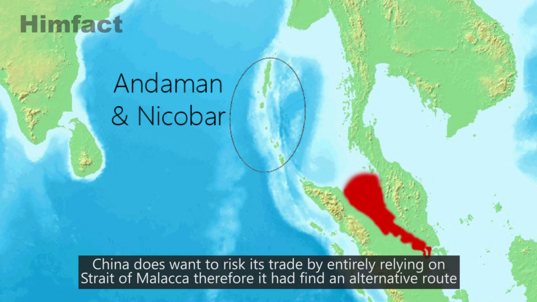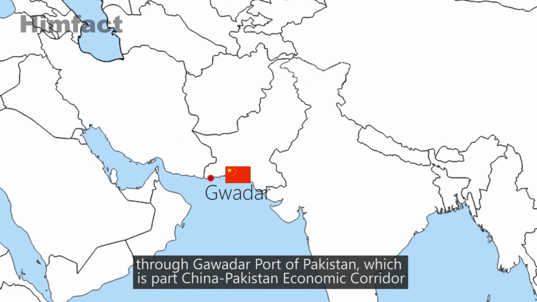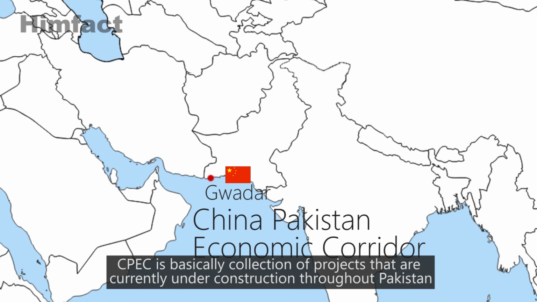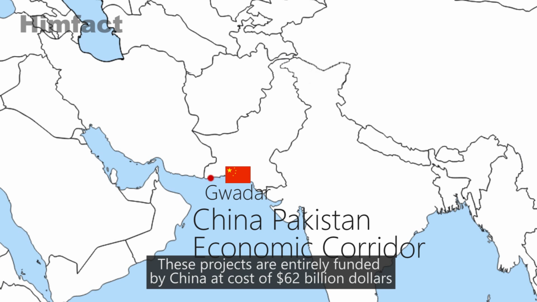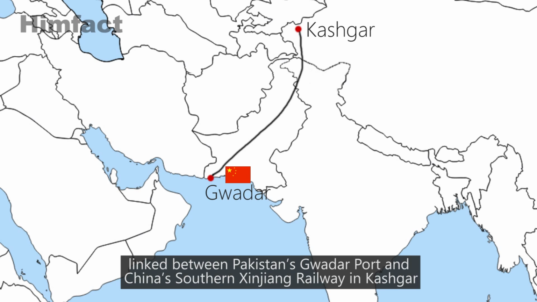China does not want to risk its trade by entirely relying on the Strait of Malacca. Therefore, it has found an alternative route through Gwadar port of Pakistan, which is a part of the China-Pakistan Economic Corridor. CPEC is basically a collection of projects that are currently under construction throughout Pakistan. These projects are entirely funded by China at the cost of around $62 billion. With CPEC, China can easily import and export its goods through vast networks of roadways and railways linked between Pakistan's Gwadar port and China's southern Xinjiang railway in Kashgar.